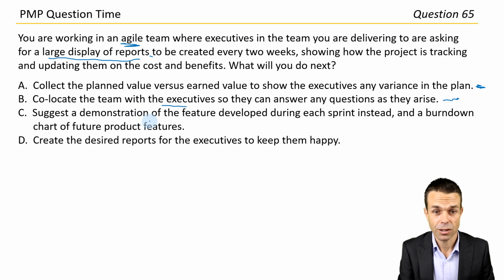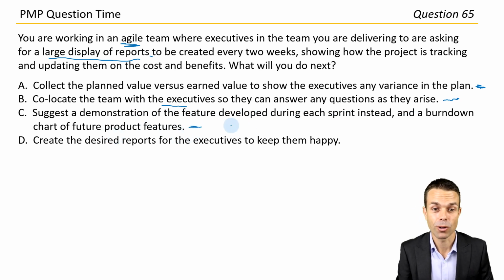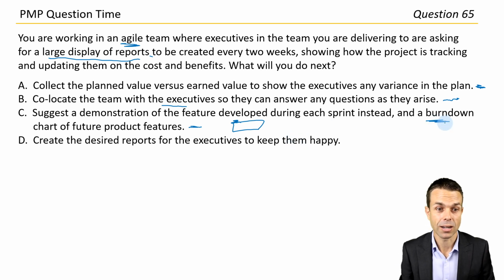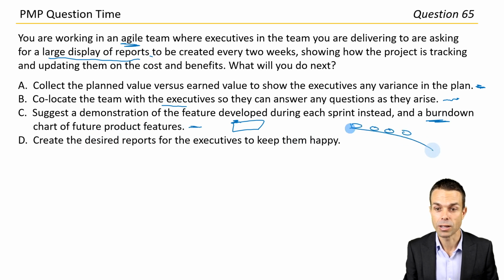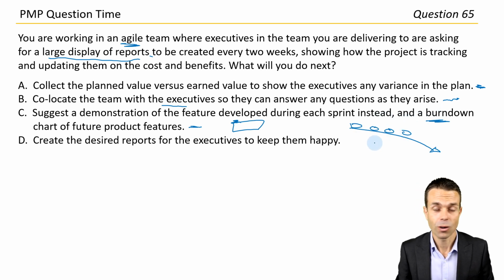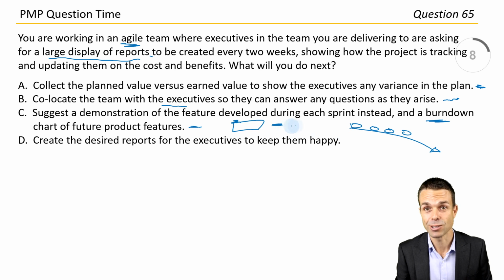Suggest a demonstration of the feature developed during each sprint instead, and a burn down chart of future product releases. Right, okay, so we're not going with a big visual area, we're going with a direct demonstration, a sprint review, for example. What did we complete? What did we create? What value are we creating? And here it is, we're going to demonstrate it and show it to you, right here and now. Plus the burn down chart of future product features. So we've got product features coming up and we're completing them over time. That's actually pretty good. So it's a high level burn down chart. All right, that's actually pretty good, and it's definitely Agile centric, that one.